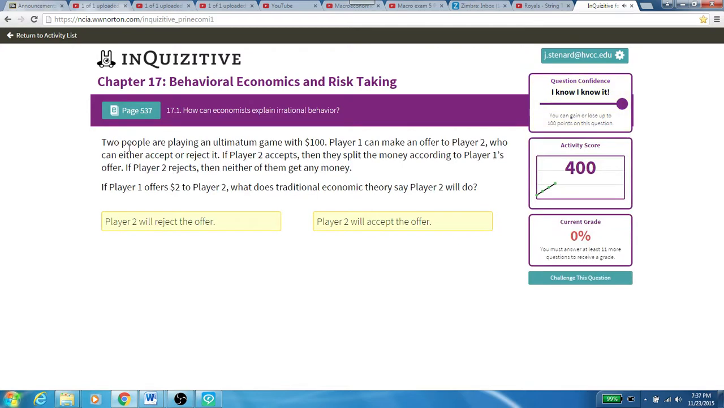I know this one. Two people are playing an ultimatum game with $100. Player 1 can make an offer to player 2 who can either accept or reject it. If player 2 accepts, they split the money according to player 1's offer. If player 1 offers $2 to player 2 and keeps the other 98 to themselves, what does traditional economic theory say player 2 will do? Player 2 will accept the offer according to traditional economic theory, even though behavioral economics says otherwise.